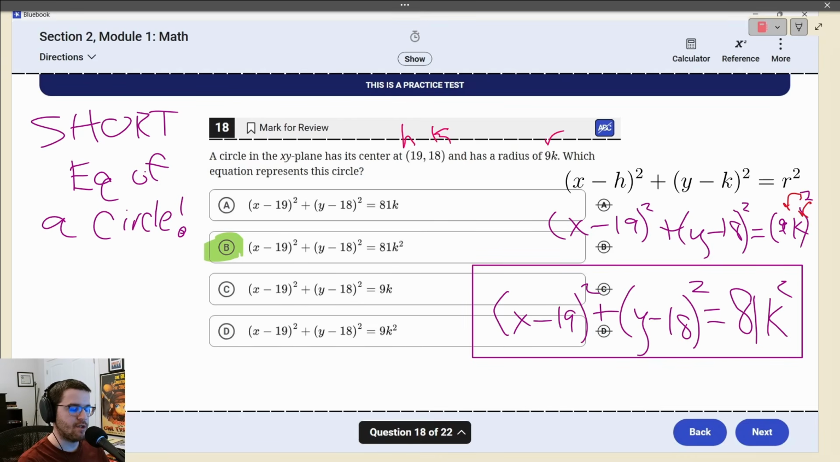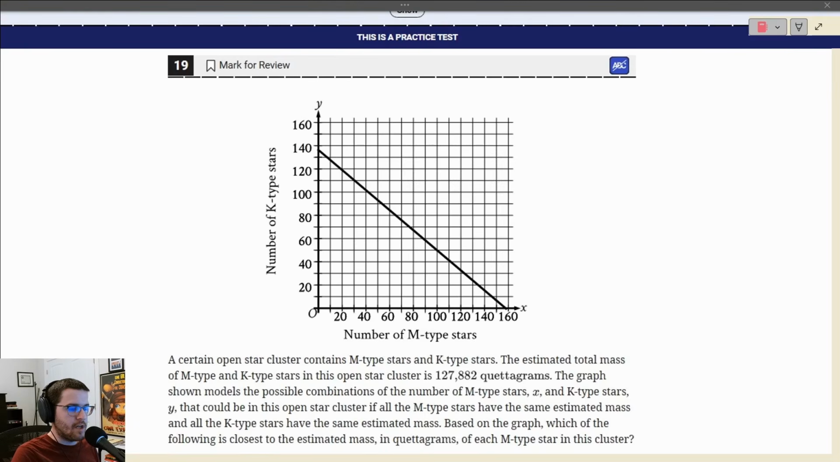And there are ways to do equation of a circle on Desmos. I go over it in my other videos, but again, whenever the equations are in the nice form, it's a big waste of time. Actually typing it in takes a lot longer, so make sure you know how to do this. Okay, question 19. This is an old SAT favorite.